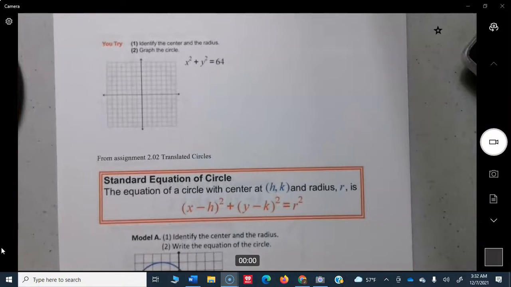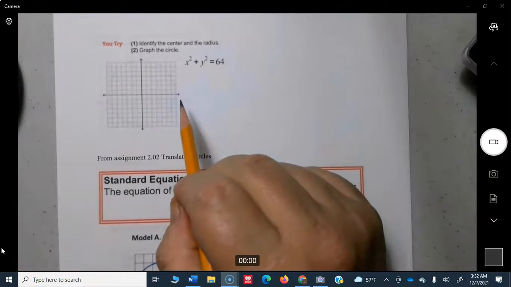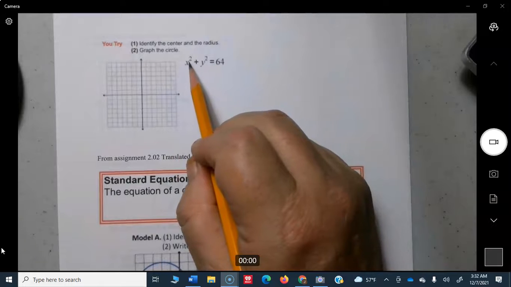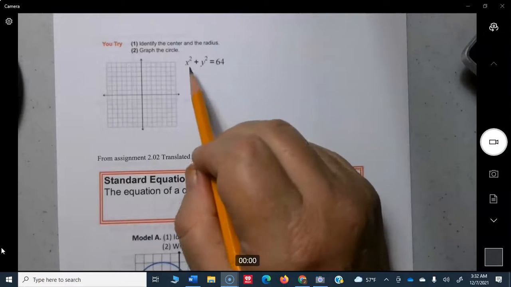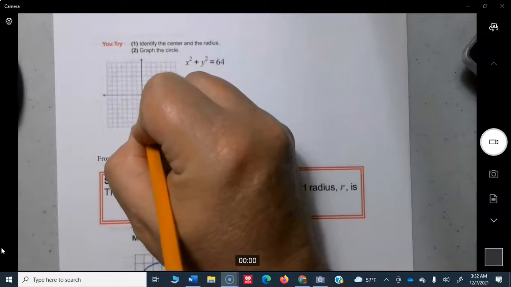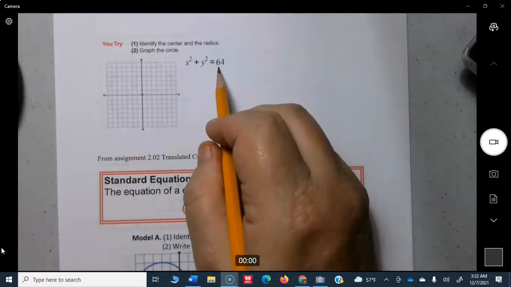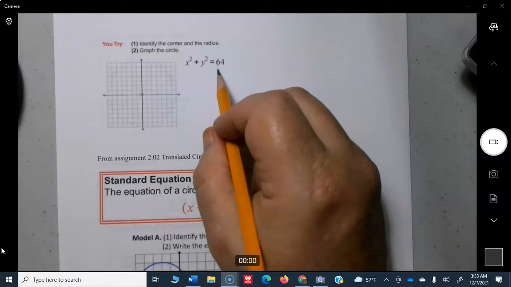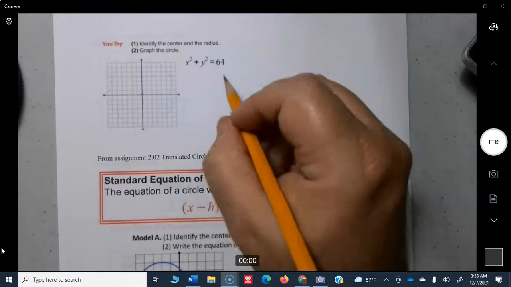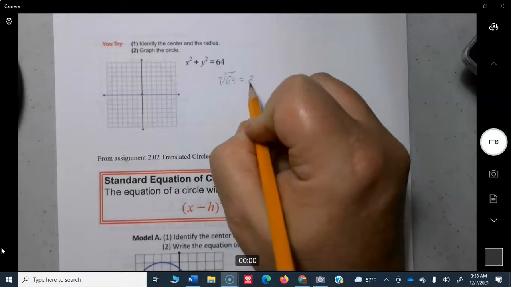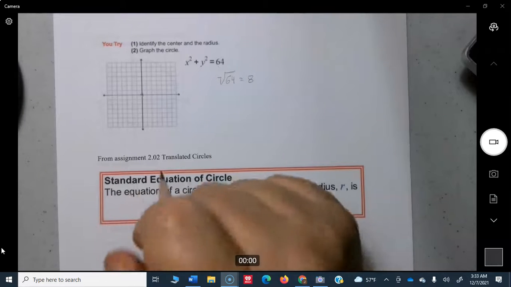Okay, now here we're asked to actually draw the circle. So we know that when there's nothing, it's just simply x squared and y squared, the center is going to be right at the origin, right there. And we know that this is the radius squared, so you have to simply ask yourself, and you can use a calculator, what's the square root of 64? The square root of 64 equals 8. That means the radius is going to be 8.